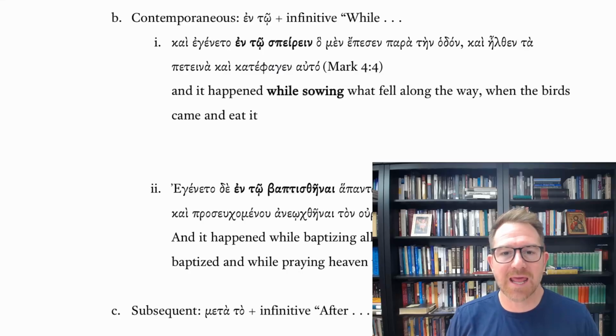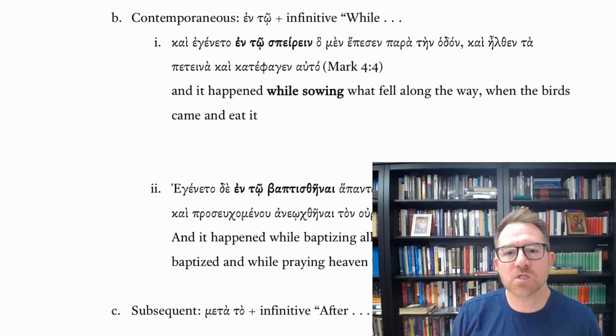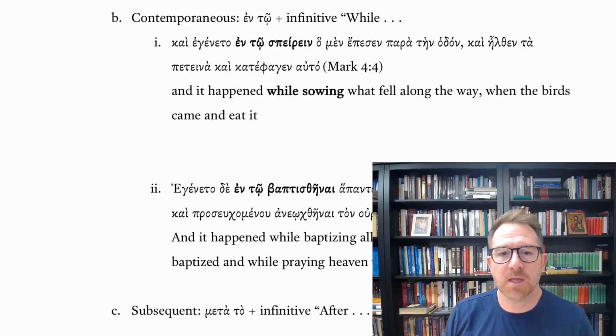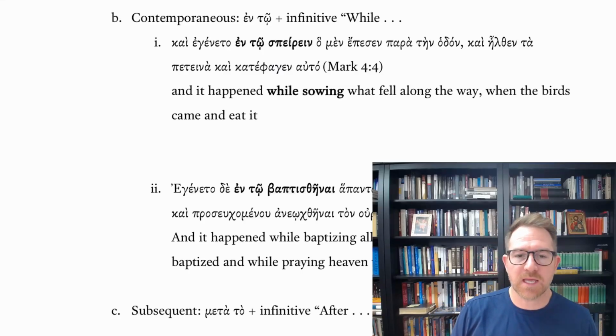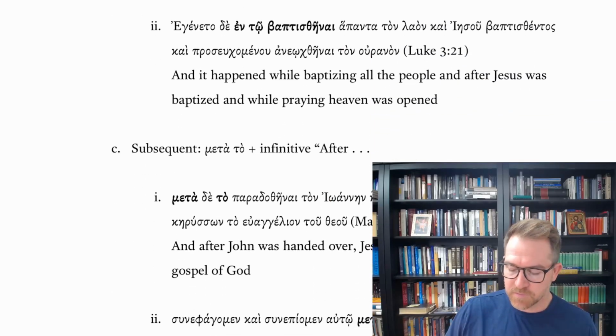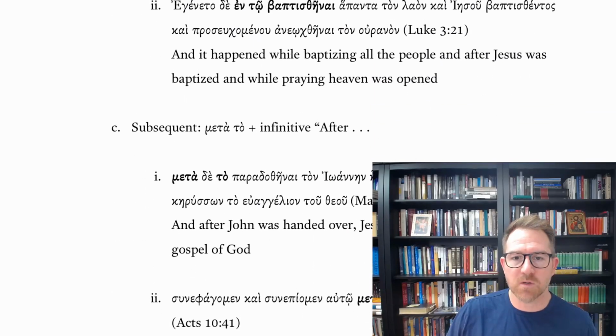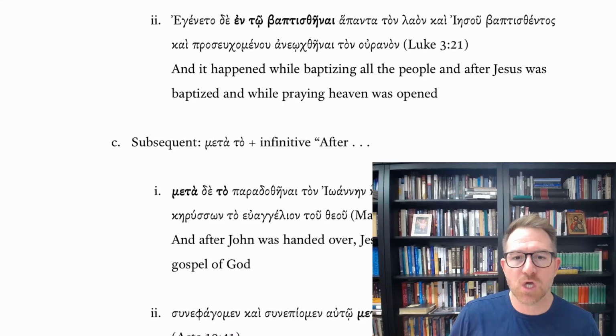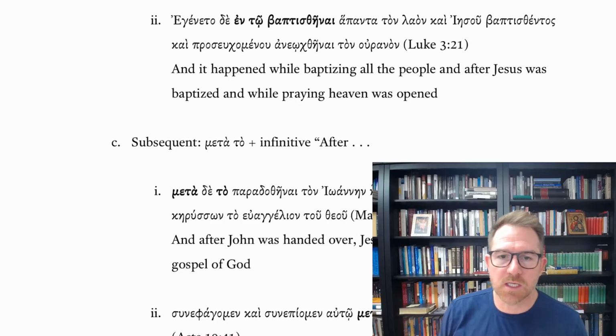Kai egeneto, and it happened, en tō speirein, in the sowing, while sowing, that what fell along the path, birds came and ate it. They came and they ate the seed that was sown along the path. Luke 3:21, and it happened while baptizing all the people, en tō baptisthēnai hapanta ton laon. So this is the prior infinitive.